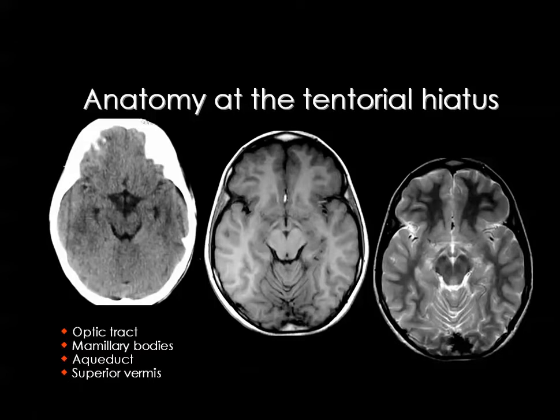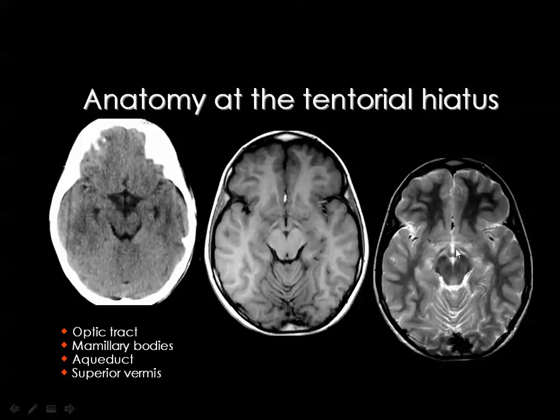Then at the level of the tentorial hiatus, you will see the quadrigeminal cistern. And in the middle part of the quadrigeminal cistern, you will see the terminal part of the fourth ventricle and the start of the aqueduct of Sylvius. Then you can see the midbrain, the cerebral peduncle, and the interpeduncular cistern. And in this interpeduncular cistern, you will see two very small rounded structures, and these are the mammillary bodies. If you look here in the T2 weighted image, you can also identify the mammillary bodies.